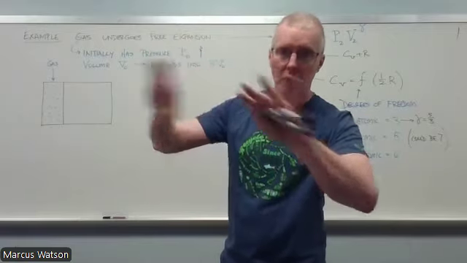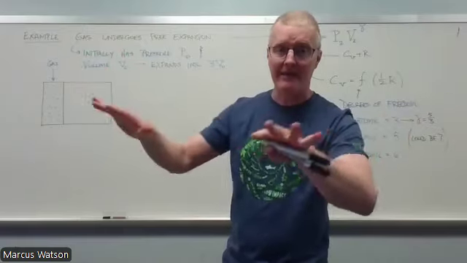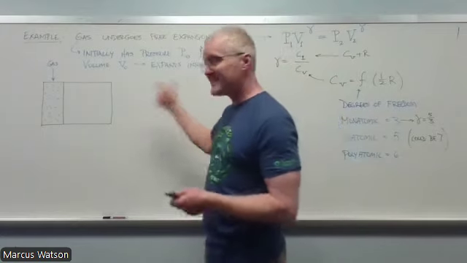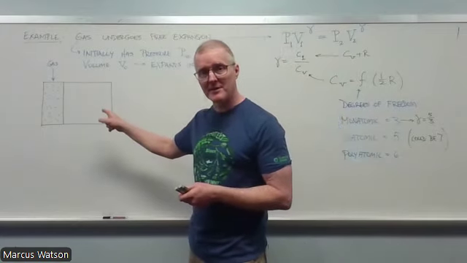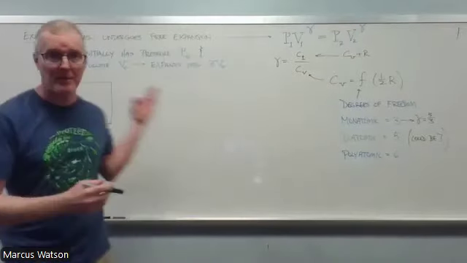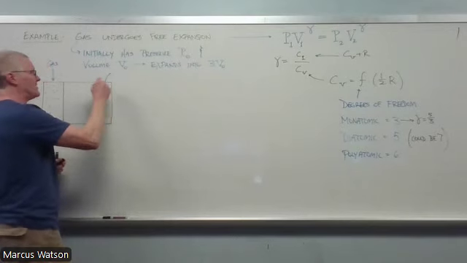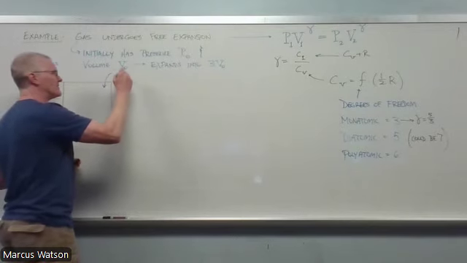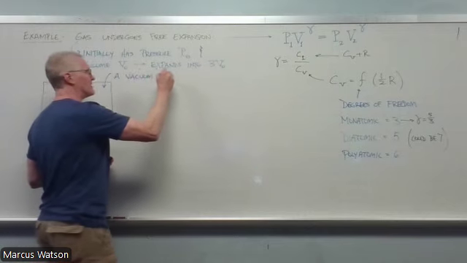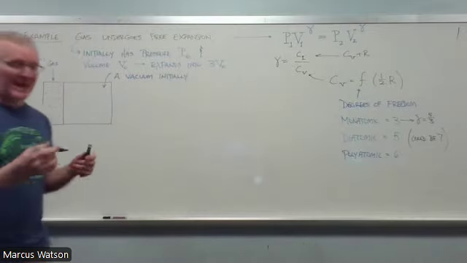Why? Because it has to do work to move the air, the atmosphere, out of its way. This is not happening here. Sorry, that was a really long intro to that. This is a vacuum on the right side of this, so it has nothing to move out of the way. It will not do any work when I puncture the membrane. Right? This is a vacuum initially, so that there is no work done by the gas.